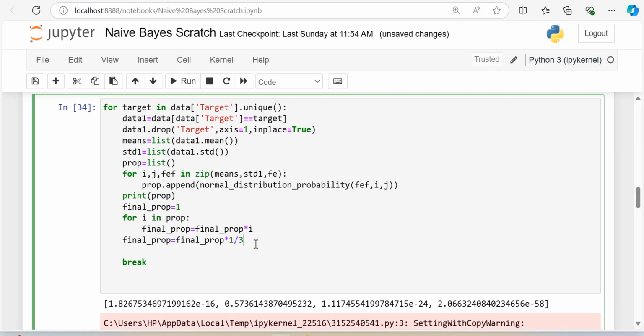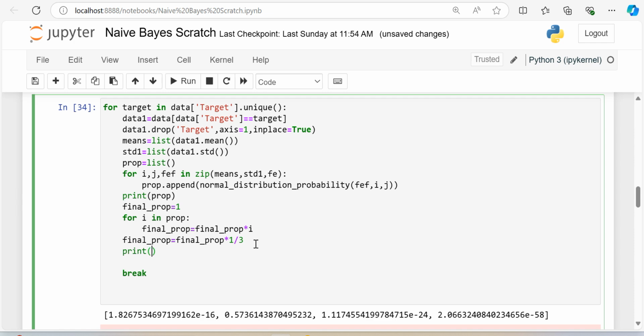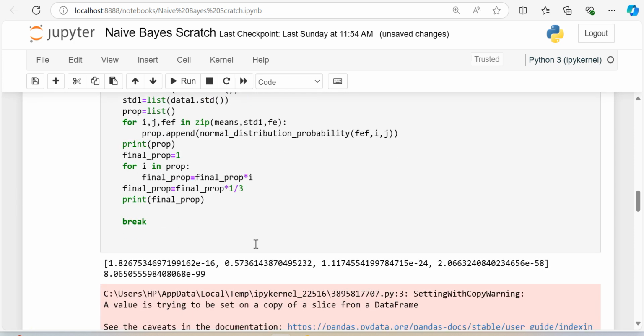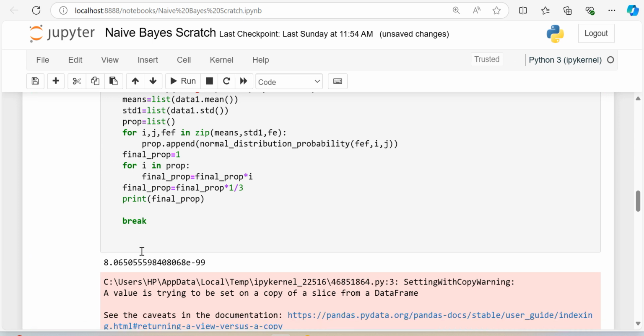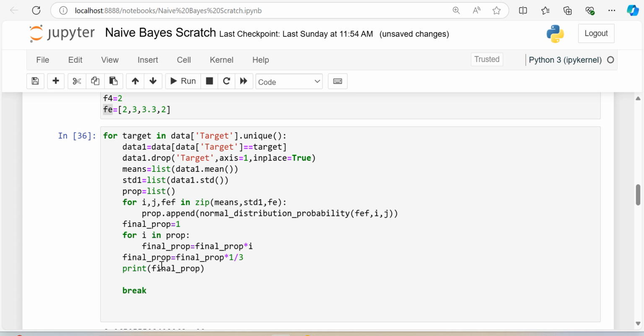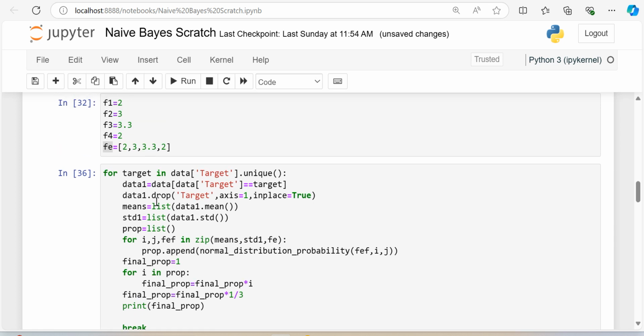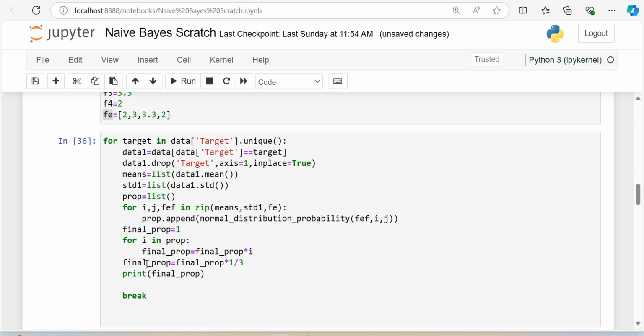Let me print this also. So if you print this, this is the final value. Let me remove this one. There is no need to print this value. So here you can see the final probability. I need to do this for all 3 cases, right? Here we are doing it for 0. So let me write this also.